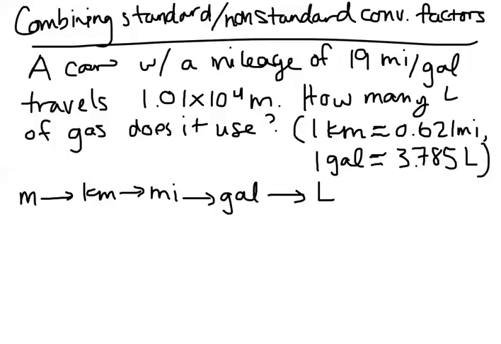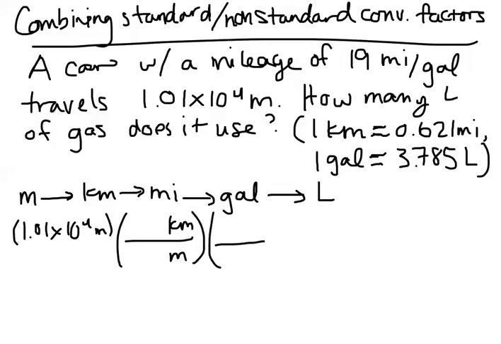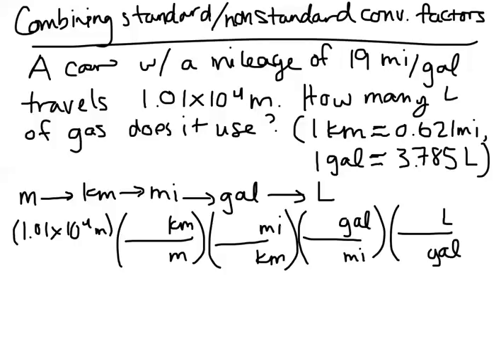Okay, I'm just going to write out my units. I'm going to write out the first thing and then lay out the units. So I'm going to start with 1.01 times 10 to the 4th meters. Meters are going to be on the bottom, kilometers on the top, kilometers on the bottom, miles on the top, right? Because every time we move from one unit to another, we want to cross out the previous unit. Then we have to get rid of miles and go to gallons, and finally gallons to liters.